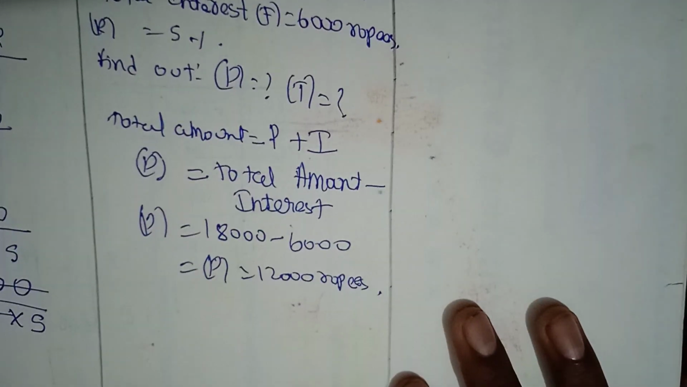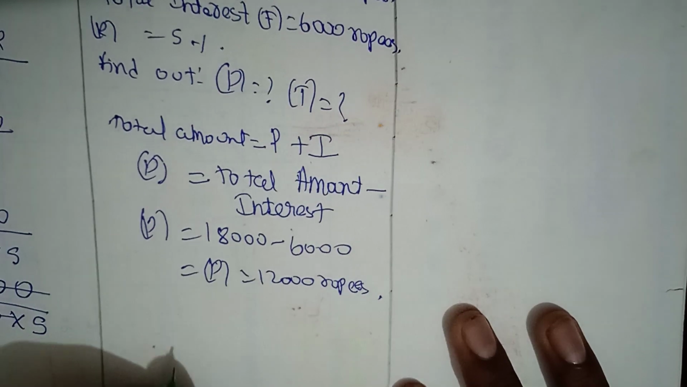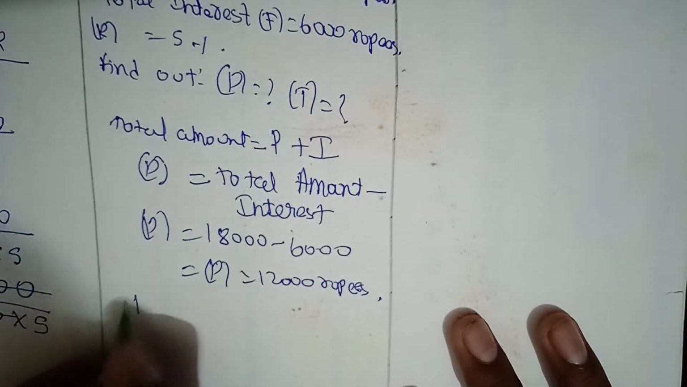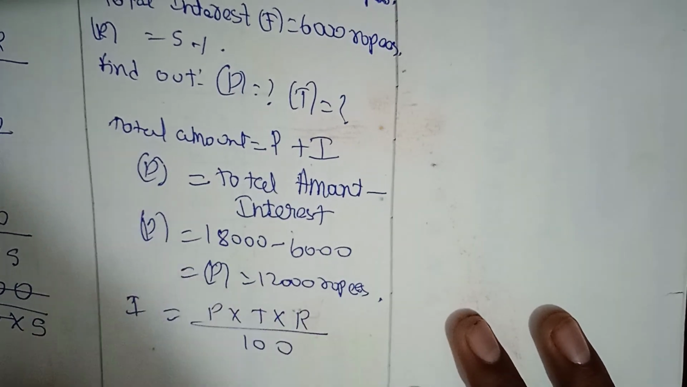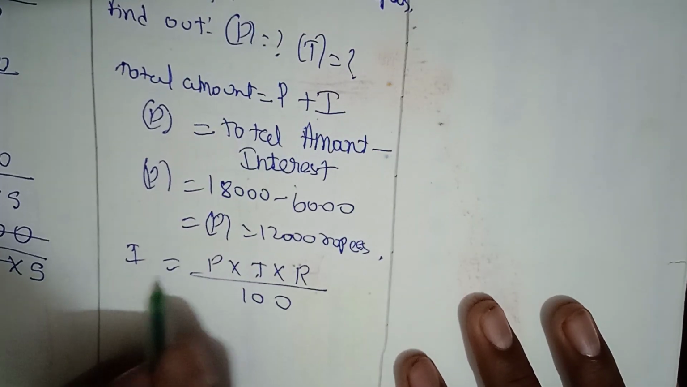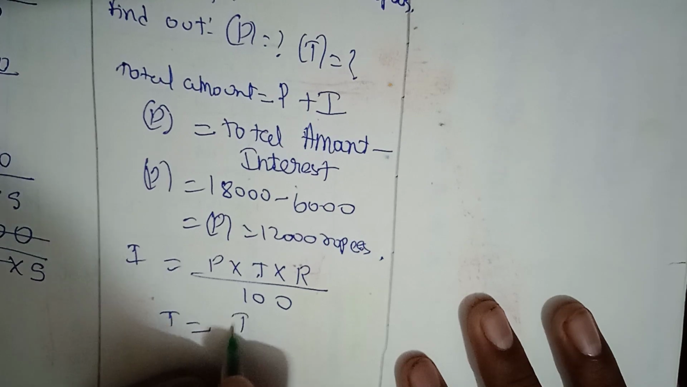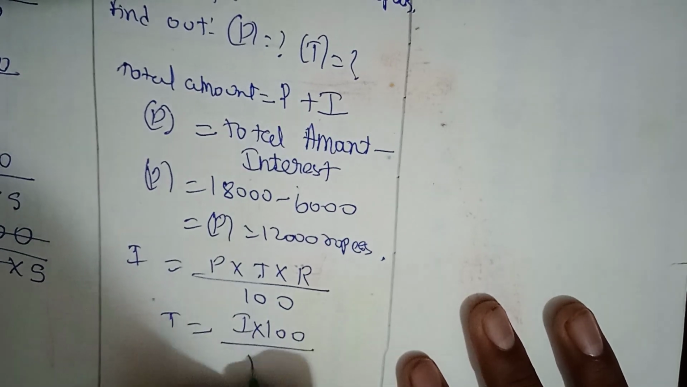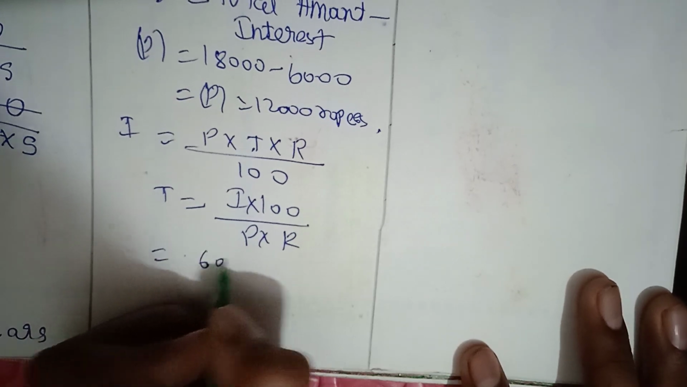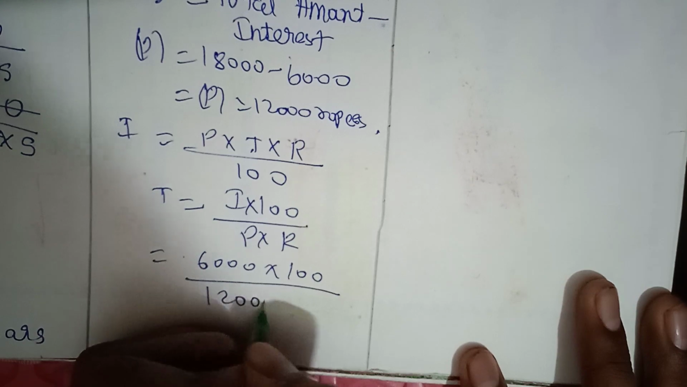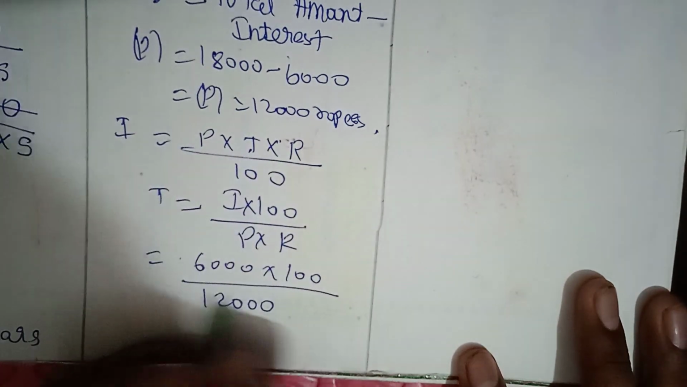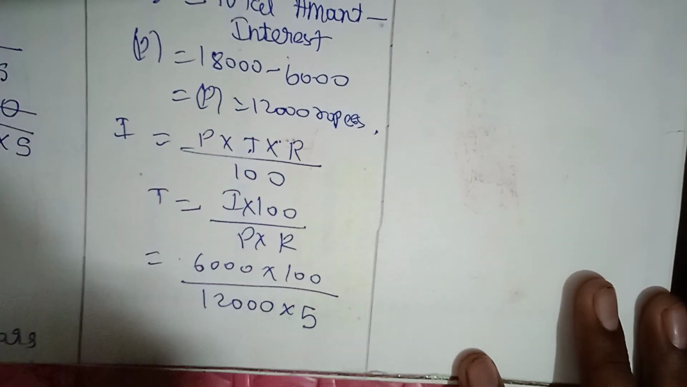Now what we have to find next? We have to find the time also. So find the time. Interest is equal to P into T into R upon 100. So we will put the T here because we have to find T. So I into 100, I and 100 will go up and P into R will be down. So what is I? 6,000 into 100. What is P? We have just got P, it is 12,000. So 12,000 into 5.